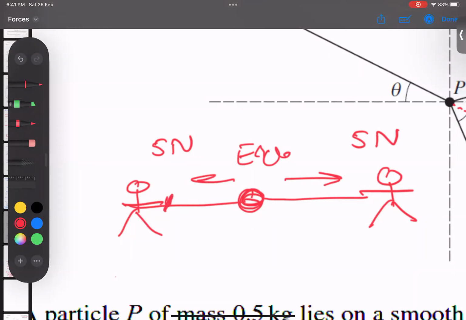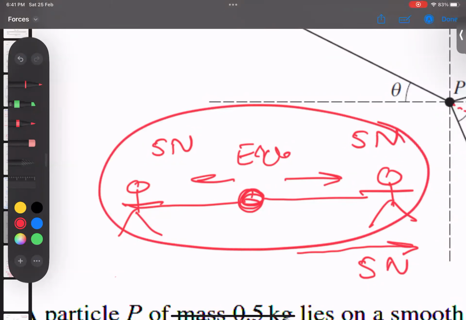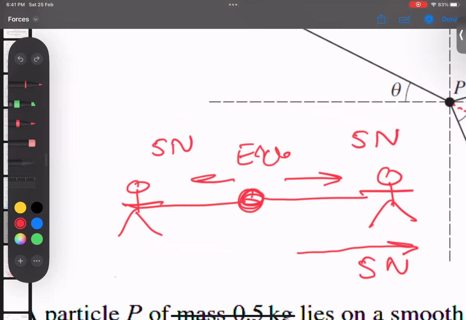Suppose this person leaves the string. If this string is cut from here, what will happen? This person will fall backward with a 5 Newton force. I repeat my words: in a system in equilibrium, if any person leaves the string, or the string is cut from here, this system will fall backward with the same force he was supporting before.